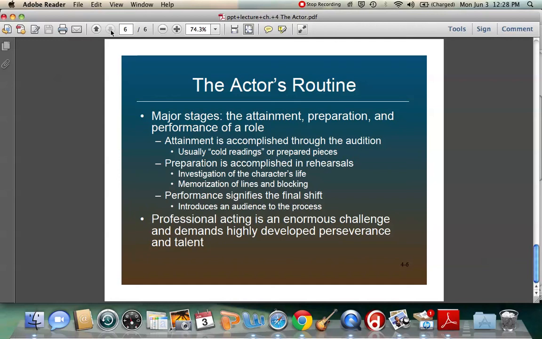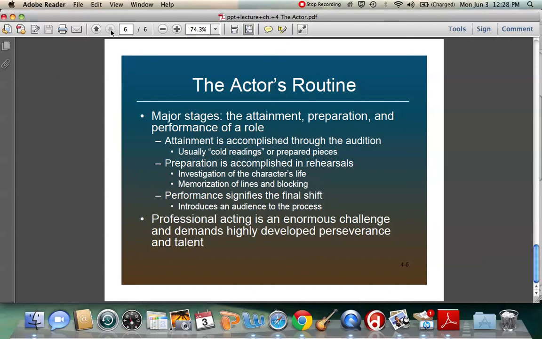Professional acting is an enormous challenge and demands highly developed perseverance and talent. I can't stress this enough. My husband is a professional actor, and he might do 4 or 5 shows a year, but it is an immense job just going through the audition process. In fact, some people say that 90% of an actor's work is looking for work because you're spending most of your time researching what play you're going to be in. And as soon as you get cast in a show, you start looking for your next one. It's a very, very challenging career.